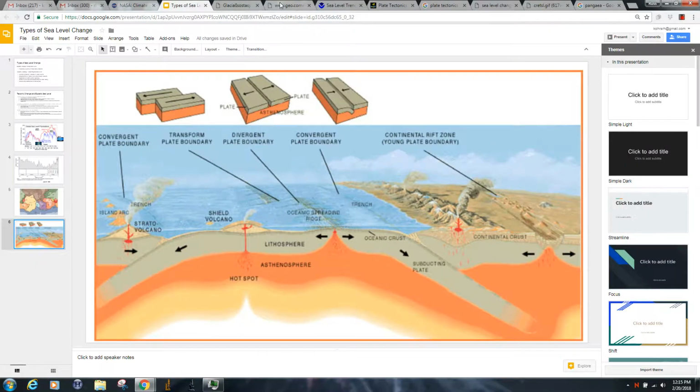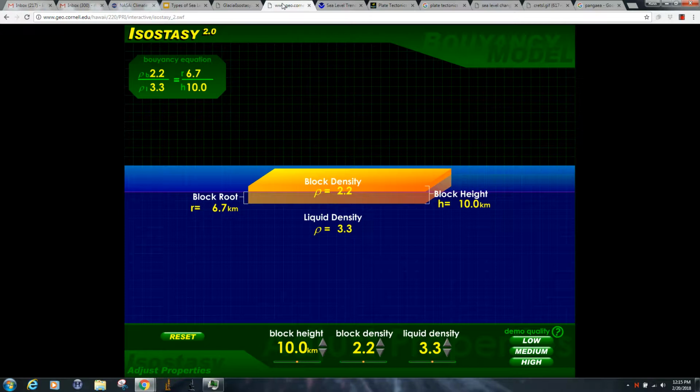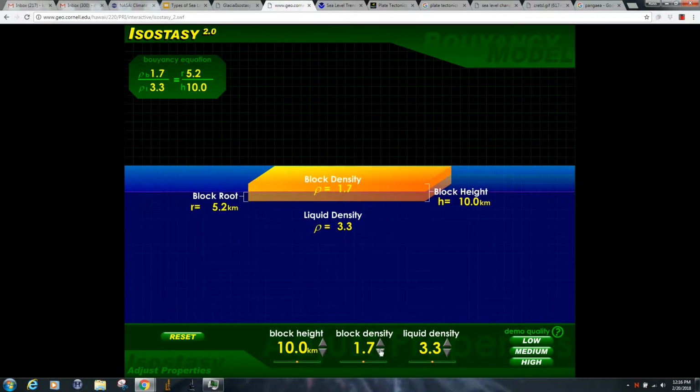If we look at isostasy, isostasy is nothing more than looking at the way that a block of something of some density sits in a body of liquid of another density, like an ice cube. So this block of lithosphere here, 2.2 grams per cubic centimeter, is sitting in asthenosphere of about 3.3 grams per cubic centimeter in density, and it's only 10 kilometers thick. I can change the thickness. This is oceanic lithosphere thickness right now, and I've got the density a little low. I can make the density a little lower even, and you can see how it raises up.